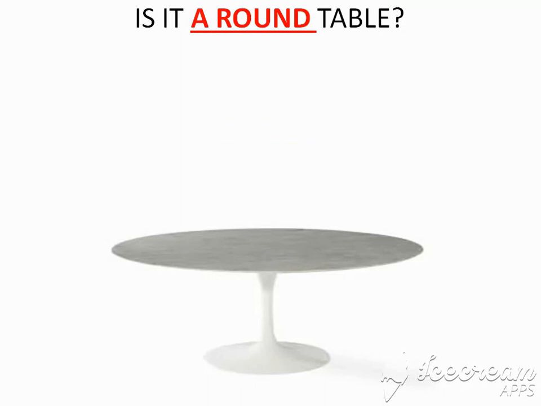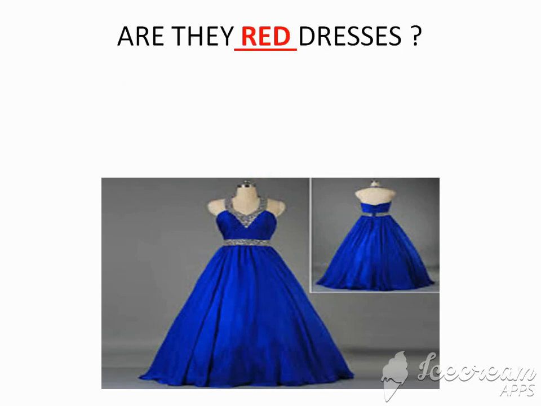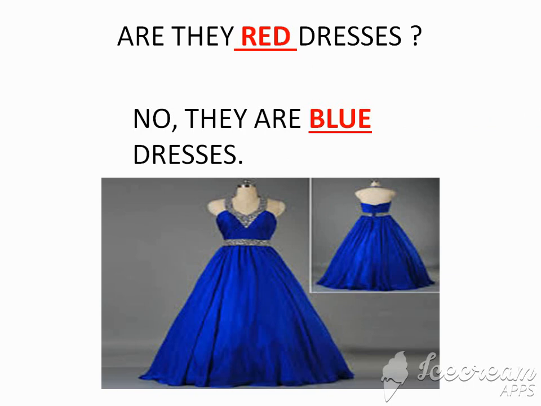We have a table. So, is it a round table? The answer is yes, it is. Next example, we have dresses. So the question here is, are they red dresses? No, they are blue dresses. So once more, we use the adjectives to describe nouns, and the adjectives are placed before the noun.